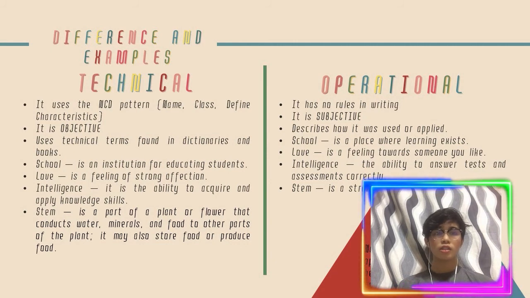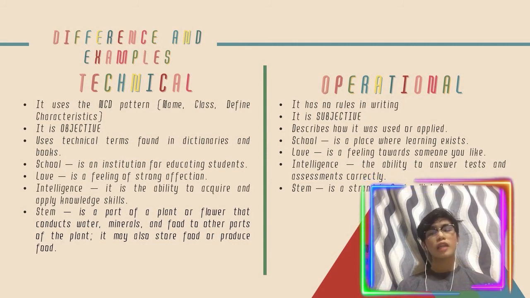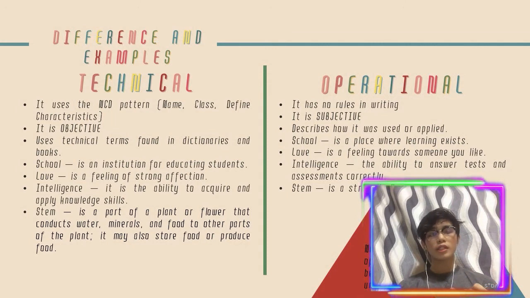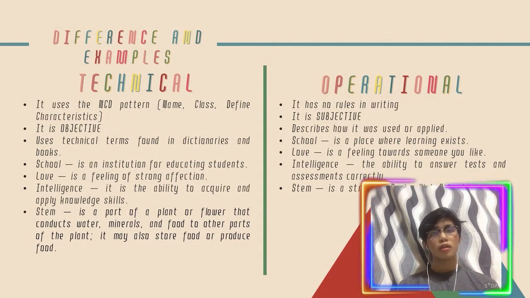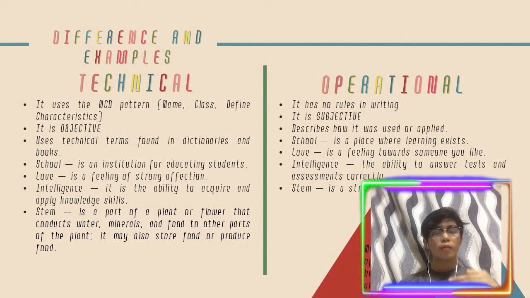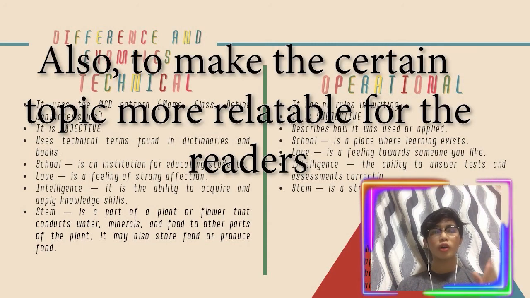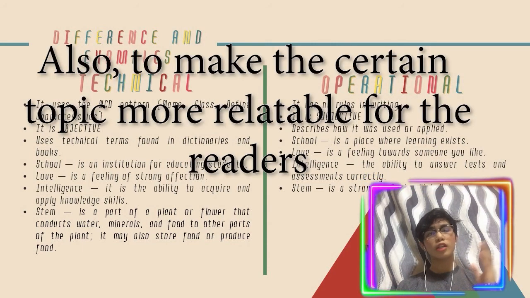Technical definitions are mostly used in textbooks and encyclopedias, while operational is used in blogs, comments, social media, or any literature that uses more emotions to relate to the readers. Also, always remember that both technical and operational should be concise, clear, and unambiguous.